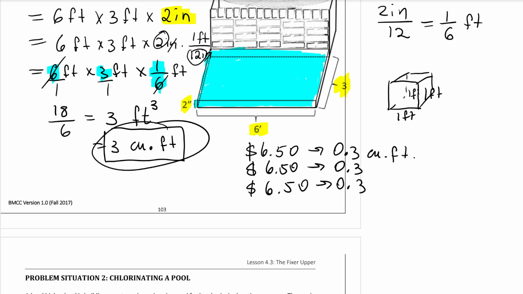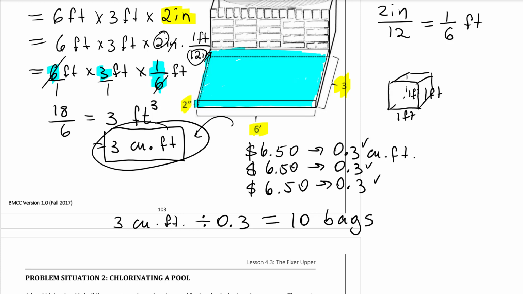All right, so you're calculating how many times the 0.3 goes into 3. Well, what do we do? We take 3 cubic feet and we divide it by 0.3. How many times does the 0.3 go into 3? Well, it's exactly 10 bags.